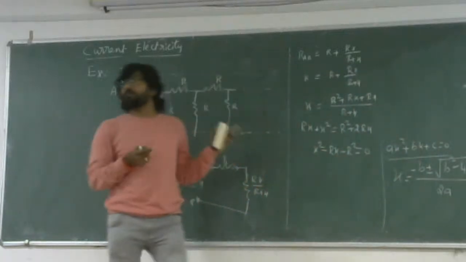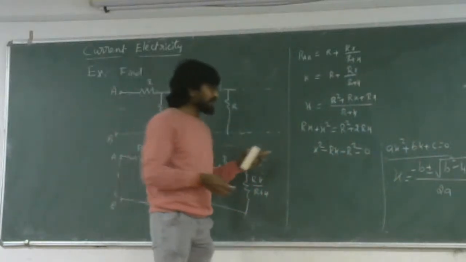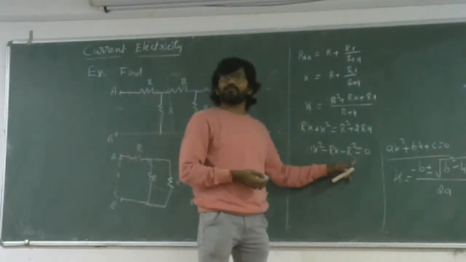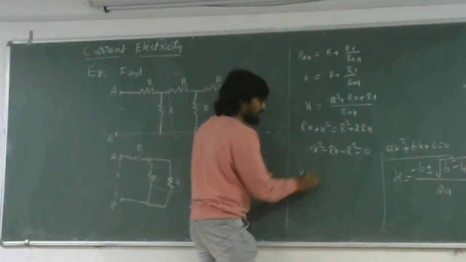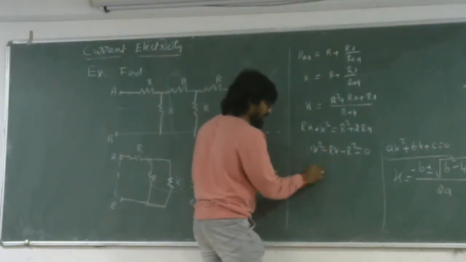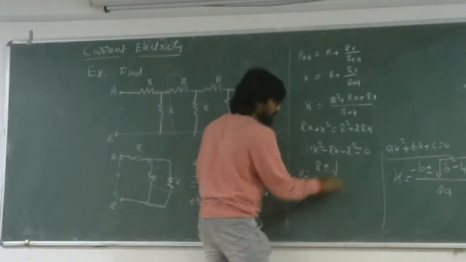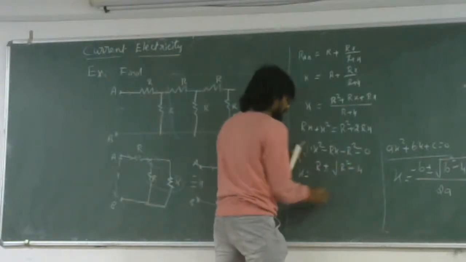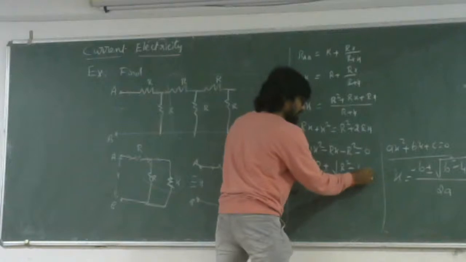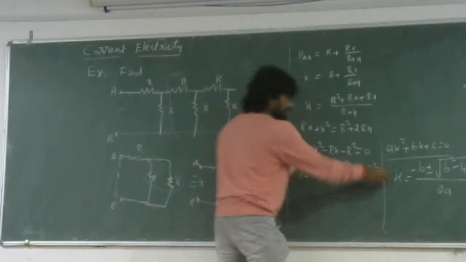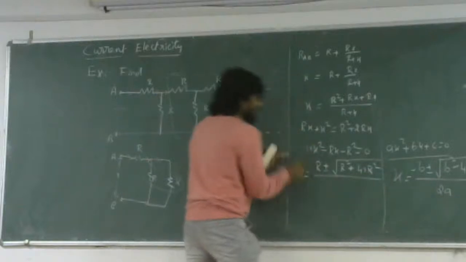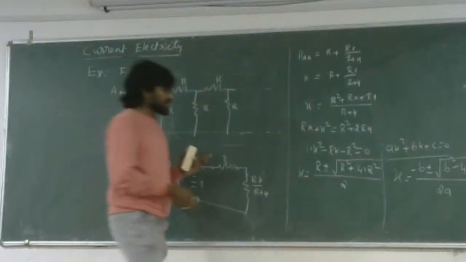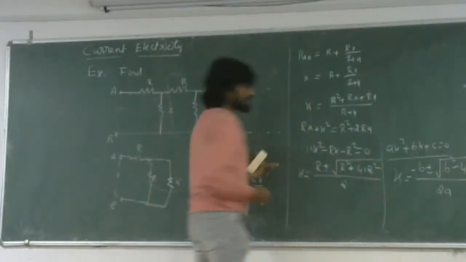This formula you have to remember. In place of a we have 1, in place of b we have minus R, in place of c we have minus R square. So X is equal to minus b, which is plus R, plus or minus the square root of b square, which is R square, minus 4 into a, which is 1, into c, which is minus R square, so minus minus becomes plus 4R square, divided by 2a. a is 1, 2 into 1 is 2. Got it?